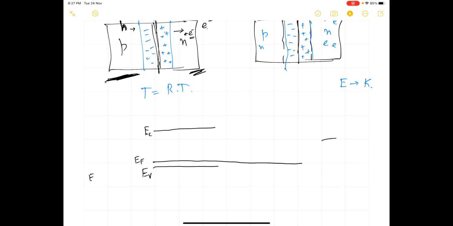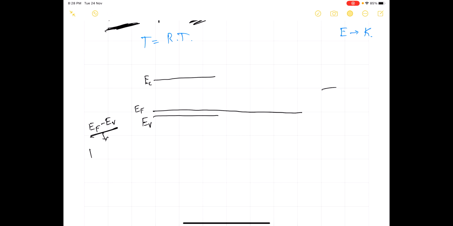EF minus EV ultimately gives you the p type carrier concentration in the p-n junction. Since in this region you are not changing the doping, the difference EF minus EV has to be fixed.